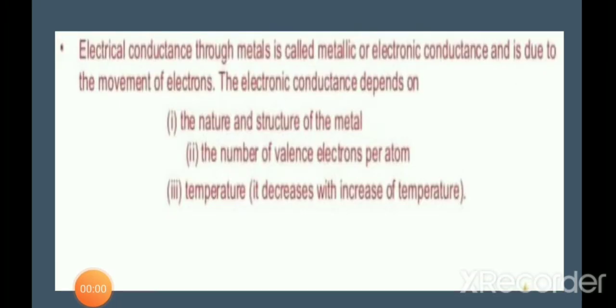What is meant by metallic or electronic conductance? Electrical conductance through metals is called metallic or electronic conductance and it is due to the movement of electrons. The electronic conductance depends on various factors. The different factors are the nature and structure of the metal. It also depends on the number of valence electrons per atom. It depends on temperature. And it is found that electronic conductance decreases with increase of temperature.